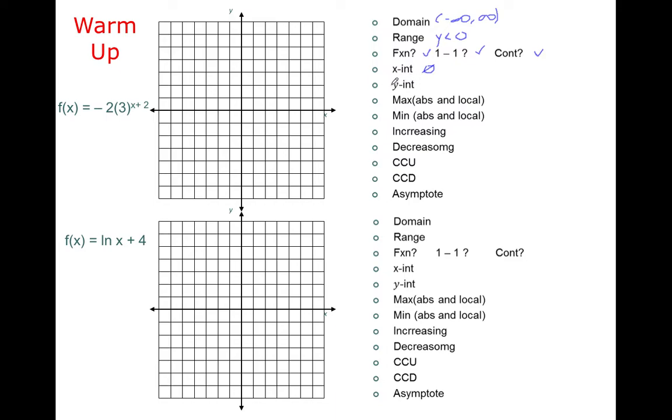Oh, I said you didn't have to label the y-intercept, but I'm asking for it here. That's okay. How do you find a y-intercept anytime, any place, anywhere? Plug in 0 for x. So I get -2 times 3 squared, which is -2 times 9, which is -18.